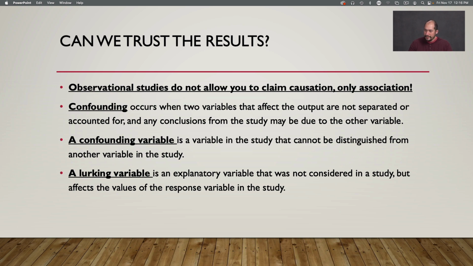So there are two types of confounding here. There's a confounding variable, which is a variable in the study that can't be distinguished from another variable. There's a lurking variable, which is an input variable that was not considered or recorded in the study, but that does affect the response variable in the study. So this is one reason why observational studies only allow you to claim association. And let me give you an example of a study in which there was a lurking variable.